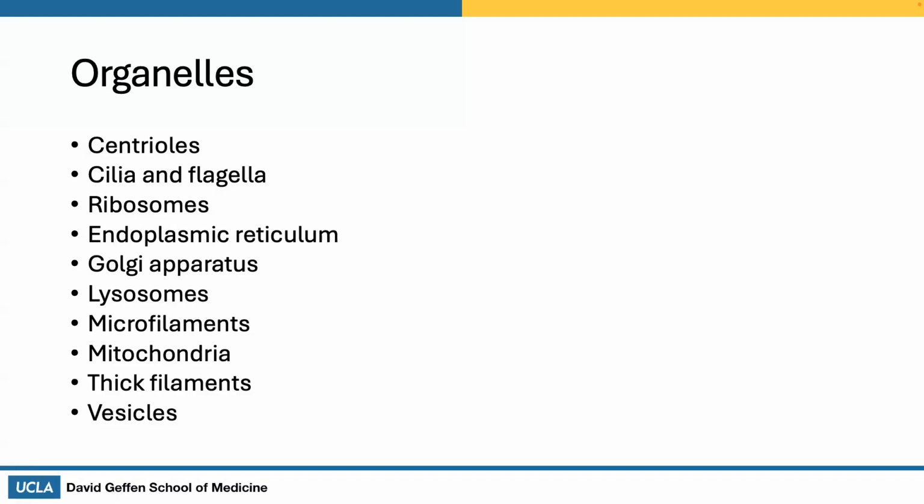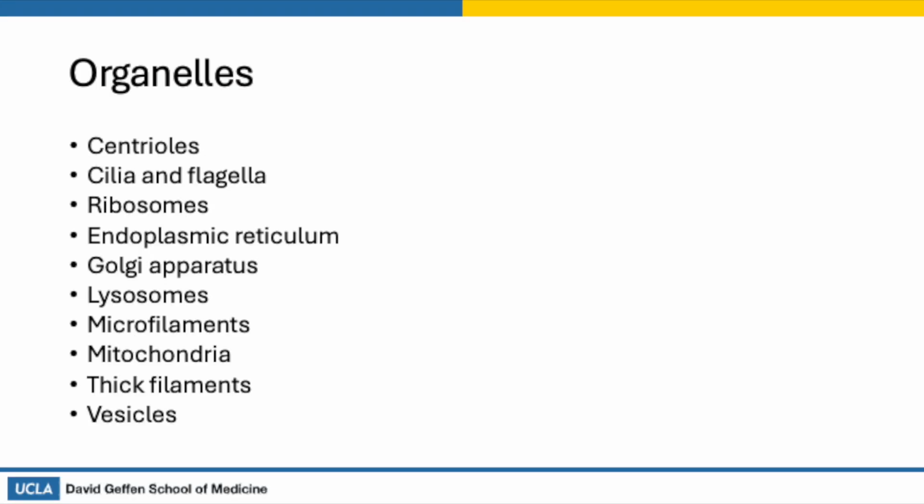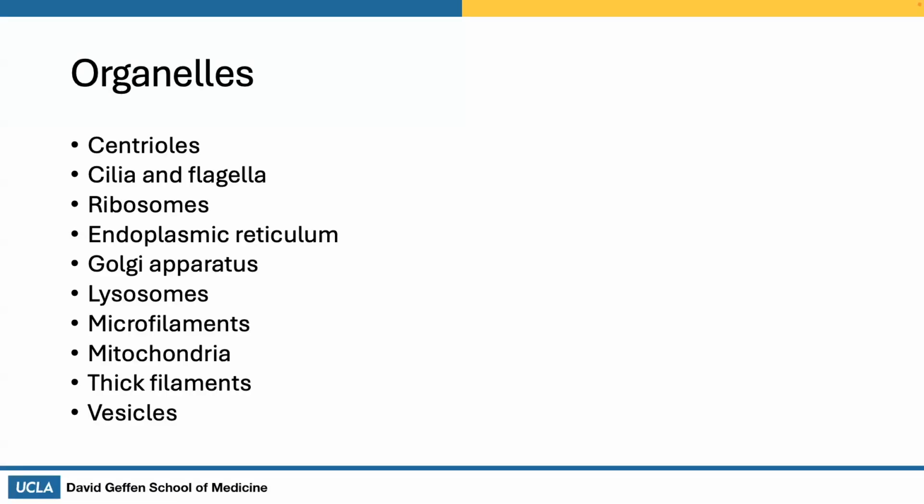All right, organelles. They have specific actions that help the cell carry out its activities. Like we've said, cells have so many different types of functions. They have so many different jobs. So starting off with our centrioles. Centrioles are involved in cell division. They help organize the spindle fibers that separate chromosomes during mitosis and meiosis.